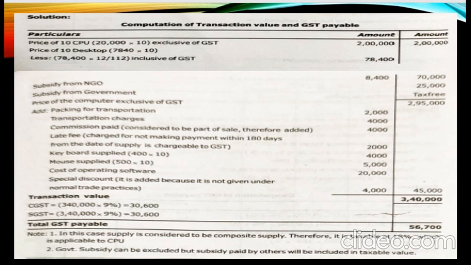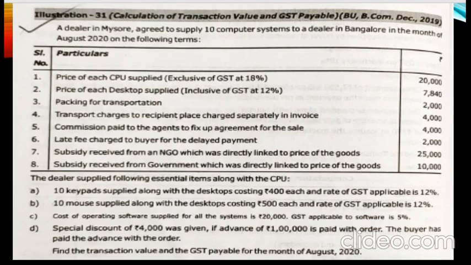So now as the transaction value is found out, which is 3,40,000, we will impose GST on it. In the question they have given information about what kind of transaction it is. A dealer in Mysore agreed to supply 10 computer systems to a dealer in Bangalore. So the supply that has happened is within the state, that is Karnataka.